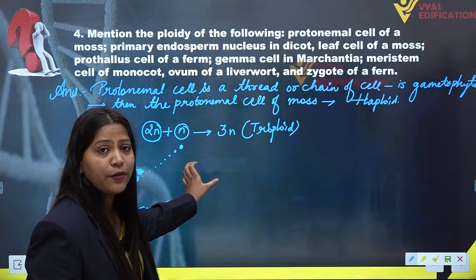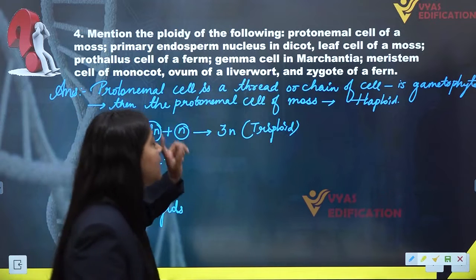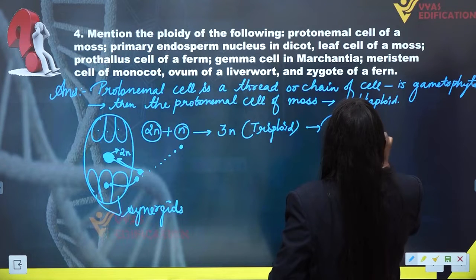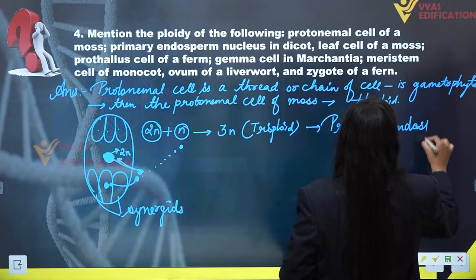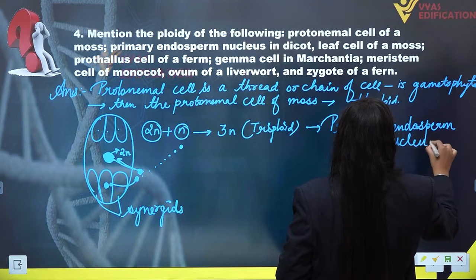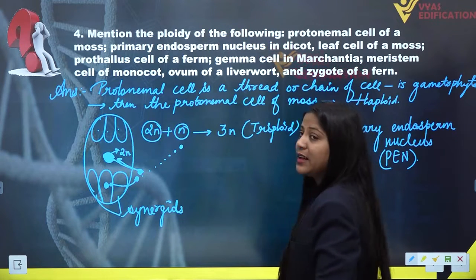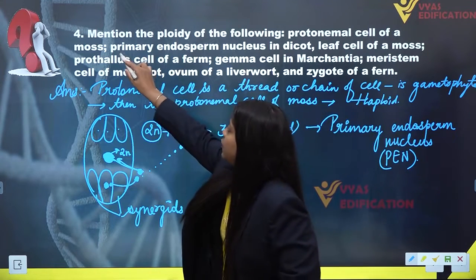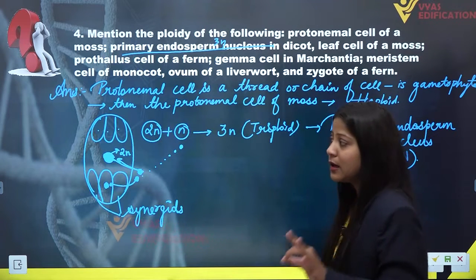This structure formed from the fusion of the diploid or secondary nucleus and the haploid nucleus of the male gamete is known as the primary endosperm nucleus, or in short we can call it PEN. So now it is clear that the ploidy level of PEN, the primary endosperm nucleus, will be 3N. It is triploid in condition.